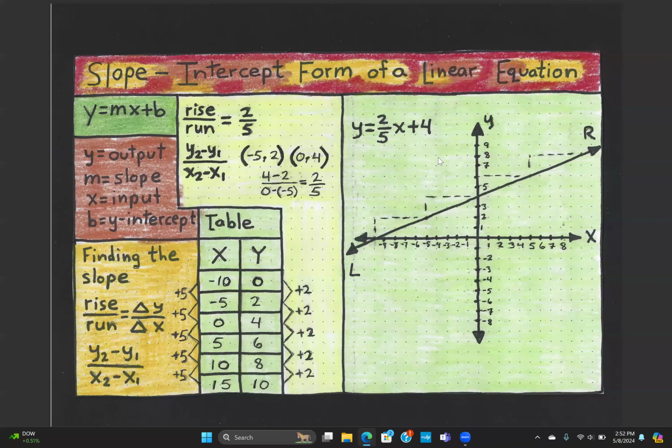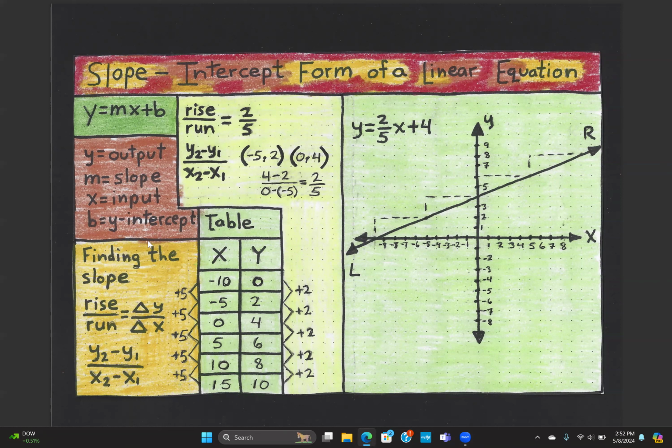Here's another video in our study and in our quest to learn about the slope-intercept form of a linear equation as represented by y equals mx plus b. And let us review what y, mx, and b stand for. Y is the output, m is the slope, x is the input, and b is the y-intercept. And in this case, we're going to learn how to find that slope in different ways.